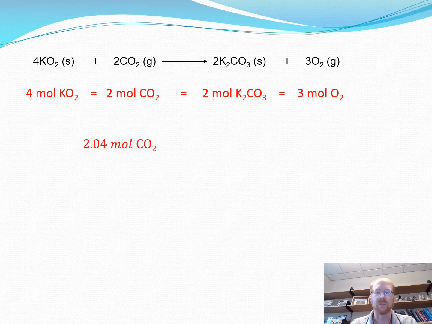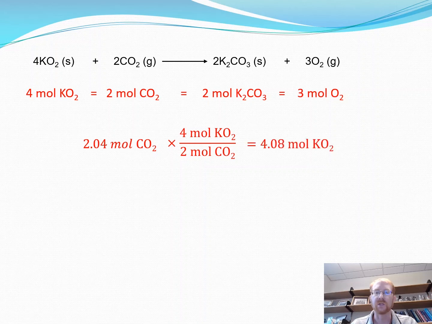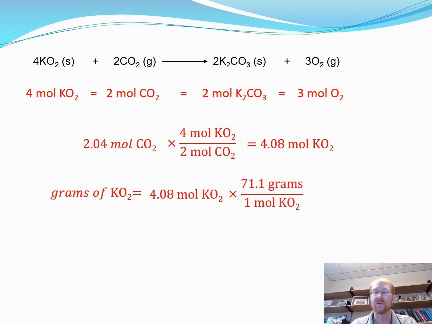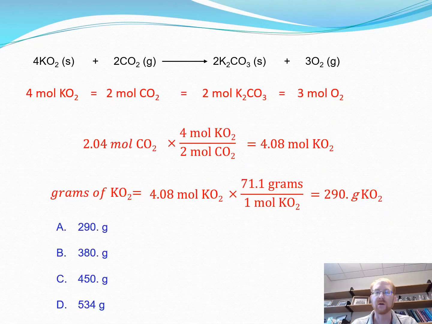So I can take my 2.04 moles of carbon dioxide that we previously calculated, and convert that to potassium superoxide by our 4:2 molar ratio. That gets me 4.08 moles of KO2. Now I'm ready to take that 4.08 moles of KO2 and convert that to grams. So just number of moles times the formula weight that was given in the question, 71.1 grams per mole. I get a value of 290 grams of superoxide. So looking at this, the correct answer here would have been A.